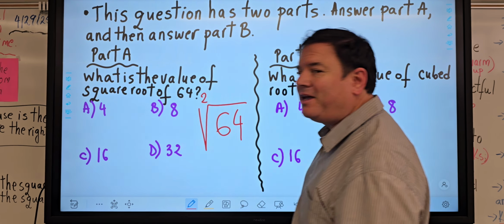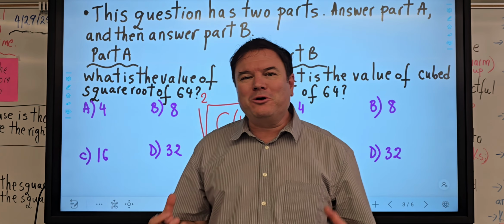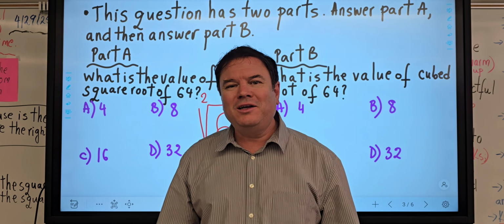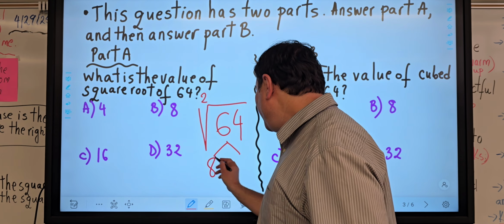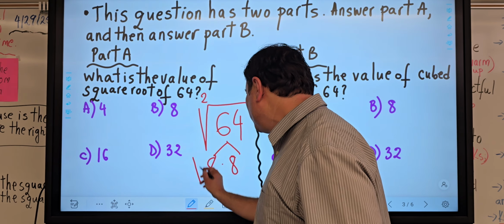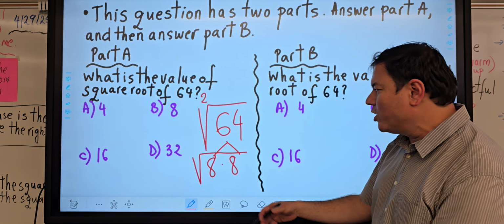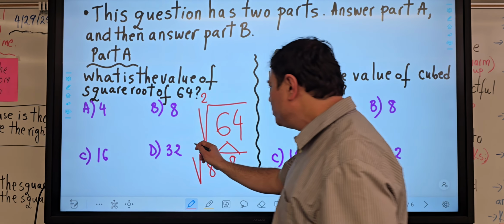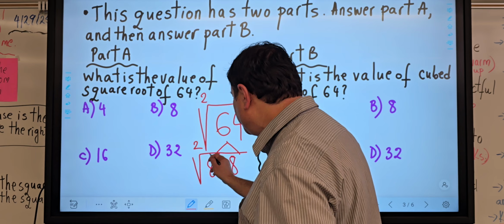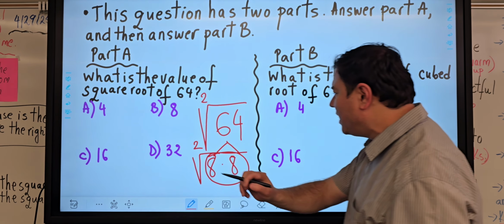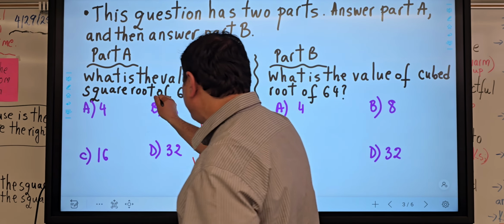Square root means we are going to break down 64 into 2 numbers. And those 2 numbers are 8 times 8. So we have the square root of 8 times 8, or the square root of a square, right? And the square root of a square, from these 2 pairs, only one 8 comes out. So the answer is B.